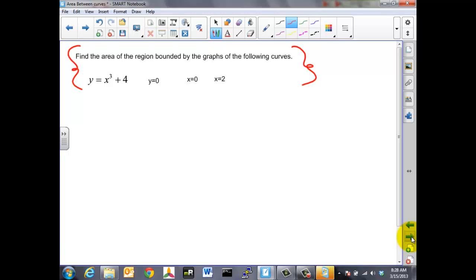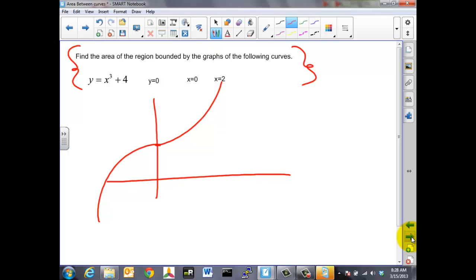Up 4, okay? So here's our y-axis, here's our x-axis. We know it's a lazy S. It's up 4, so let's just say that's 4. So we're talking about something that looks like that. That's what this curve is right here.